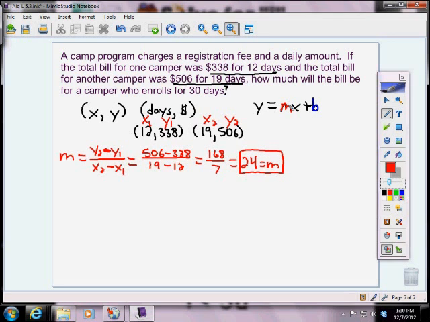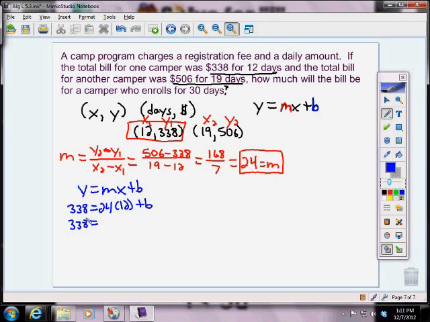Now we have our slope, but we still don't have our y-intercept. But the good news is we have a slope and a point. And remember, we can find the y-intercept given a slope and a point. It doesn't matter which point you use. Let's take our slope-intercept form, y equals mx plus b, and plug in what we know. We know our m is 24, our slope. Using this point here, I know my x is 12, and I know my y value is 338. Given that information, I can solve for b.